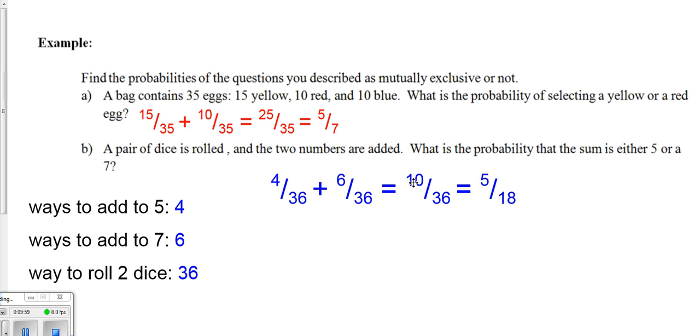So in total then, if we wanted either the 5 or the 7, we would add those up and get 10 out of 36, which reduces to 5 out of 18. We have a 5/18 chance of getting either a 5 or a 7.